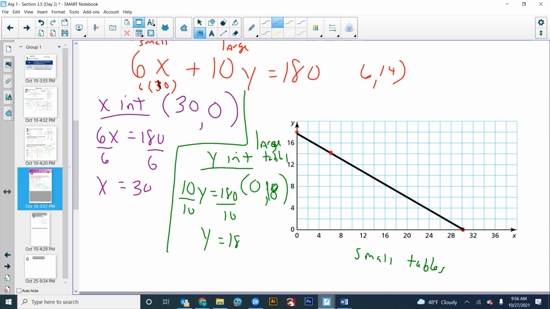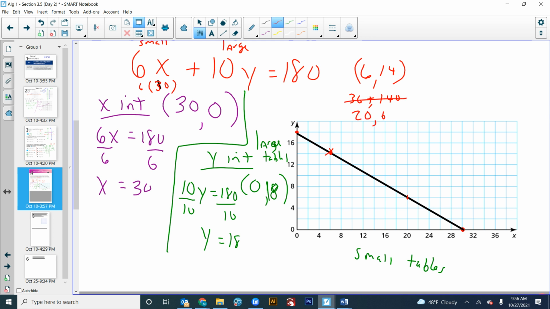Let's try 6, 14. See if it's true. Okay, so put 6 in. What's 6 times 6? That would be 36. What's 10 times 14? What's 36 plus 140? Is that going to work? No, it doesn't work, does it? So that's not a point. Let's try this. Let's try 20. Let's try 20 and 6. So that one didn't work.